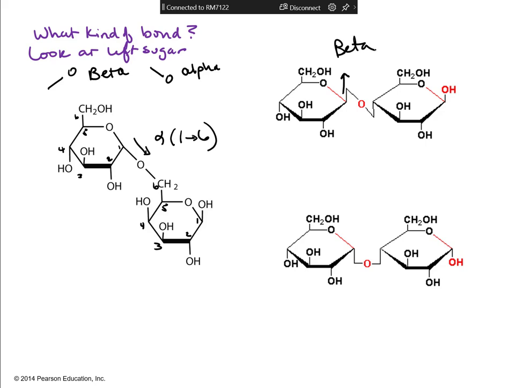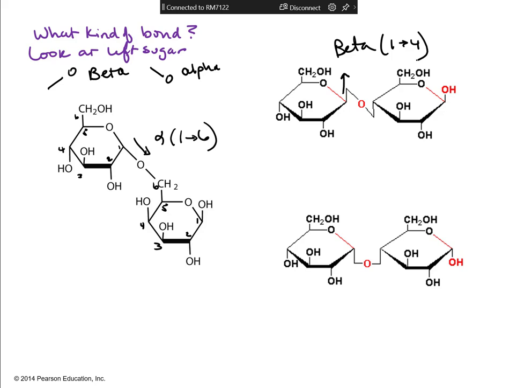And it's connecting carbons what? 1 and 4. So it's connecting the right carbon on the left sugar and the left carbon on the right sugar. They look like they're side by side. A book will put it like that, instead of having them like this, because it takes up less room on a page.